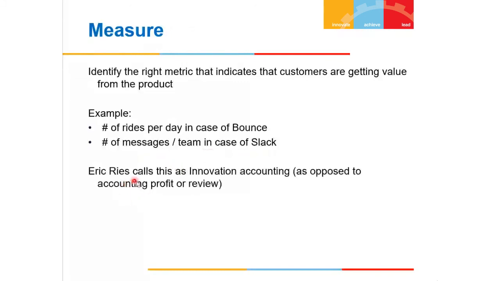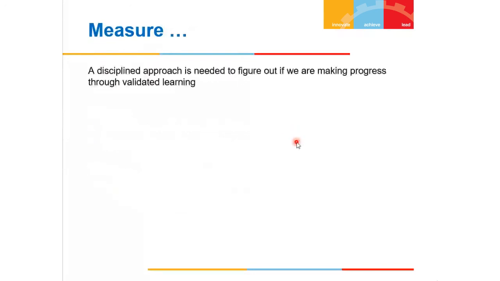This is what Eric Ries, the person who wrote the book Lean Startup, calls innovation accounting. Measuring these metrics and accounting for whether they are high is what is called innovation accounting, as opposed to financial accounting like profit and loss. It's not the profit and loss that you are looking at when you want to improve the product. You're trying to measure certain critical metrics which help you determine whether you are continuously innovating or not. So this is that validated learning based on the metrics.